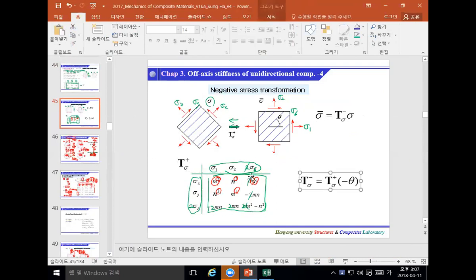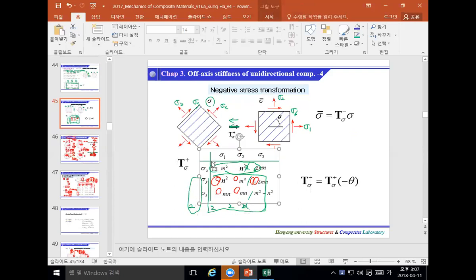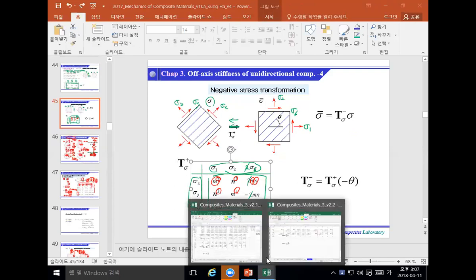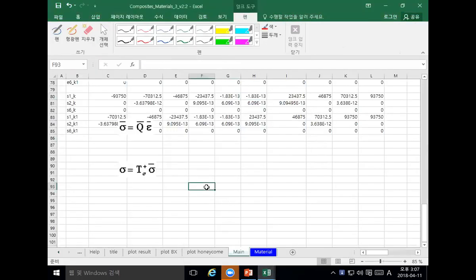But now what we would like to do is the on-axis to off-axis the other way. So this is plus, minus, going this way, that way, this way. All you need to do is change the angle sign: minus to plus, plus to minus. So just copy, go back to here and paste.